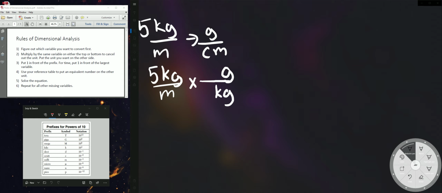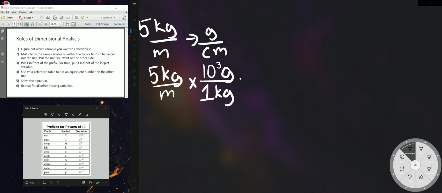Now, step 3 says put 1 in front of the prefix. So I'll put 1 in front of kg. Now I want to use my reference table to put an equivalent number on the other unit. What's 1 kilo equal to? 1 kilo is equal to 10 to the 3.